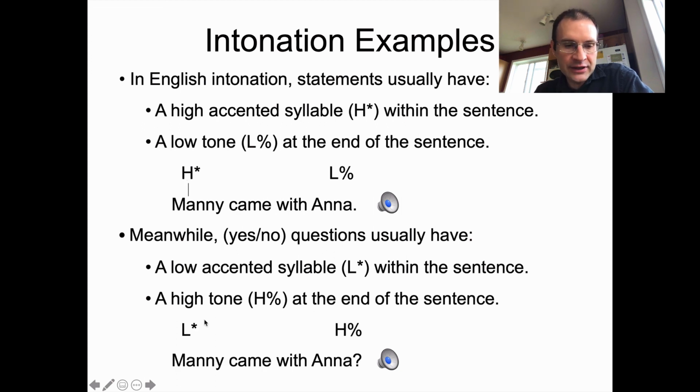And so we can have everything switch places here and say this. Manny came with Anna? Yeah, so you can imagine this as a conversational context, like, speaker one says, well, who came to the dance with Anna? Manny came with Anna. And then the person responds, Manny came with Anna? Like, really? That happened? So the high boundary tone at the end signals this is a question. And then the low star on the stressed syllable of Manny signals that the thing we're questioning is Manny. Manny came with Anna? Like that, right? Manny came with Anna. Manny came with Anna?